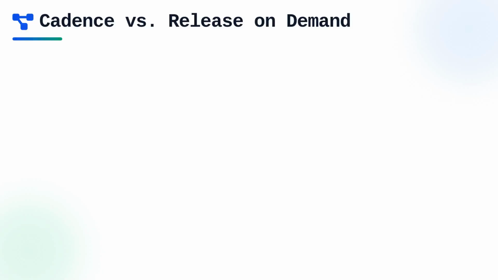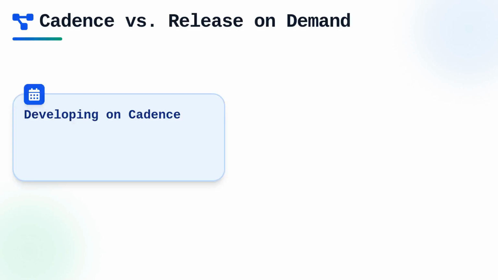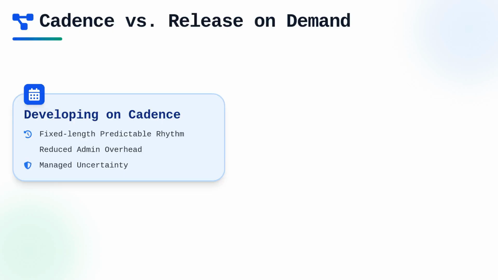A fundamental concept within this structure is the idea of developing on cadence while releasing on demand. Cadence provides a predictable rhythm of fixed-length iterations and program increments, which naturally reduces complexity and administrative overhead. By standardizing the schedule, the leadership team can set expectations and manage the inherent uncertainty in large-scale software development.